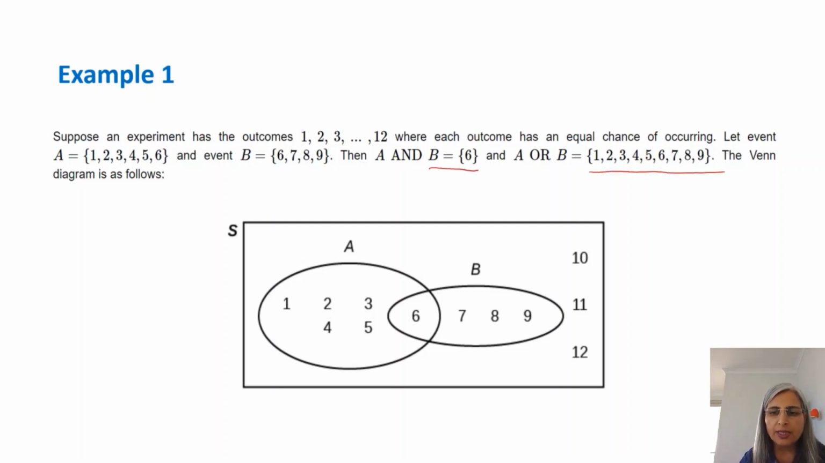Now, if we express this in a Venn diagram, then we make two ovals, one for A and one for B, and we put all the outcomes of A into oval A and all outcomes of B in oval B, and we see that 6 is their common element. So you can see the area containing 6 in both sets A and B. We also see that the outcomes 10, 11, and 12 are not included in any set, so they are called outliers.